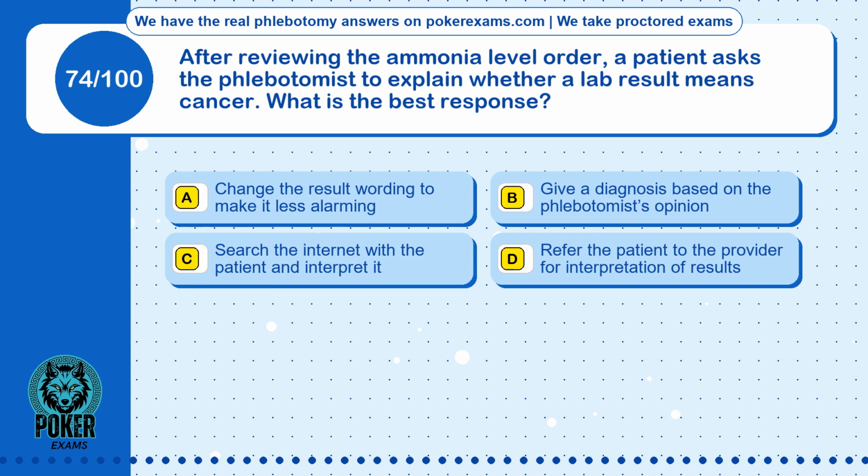Question 74. After reviewing the ammonia level order, a patient asks the phlebotomist to explain whether a lab result means cancer. What is the best response? Option A, change the result wording to make it less alarming. Option B, give a diagnosis based on the phlebotomist's opinion. Option C, search the internet with the patient and interpret it. Option D, refer the patient to the provider for interpretation of results.